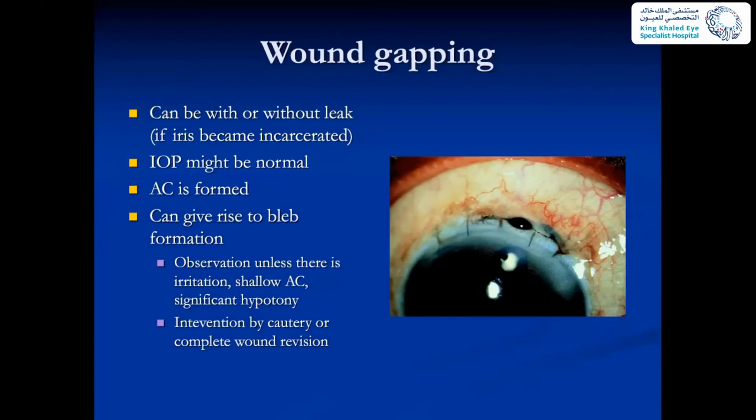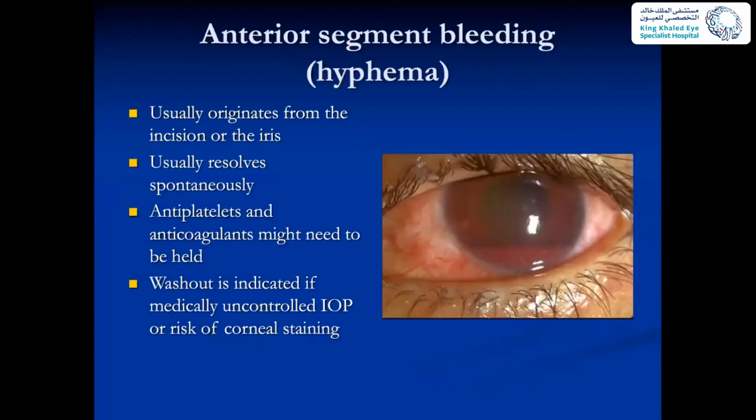And IOP might be normal, AC is formed because there is no leak. It can give rise to bleb formation if it is gapping under the conjunctiva. So we can observe unless there is irritation or shallow AC or significant hypotony. And in most of the cases, we have to do complete wound revision or cauterize the wound to close the wound and make sure that it is secure.